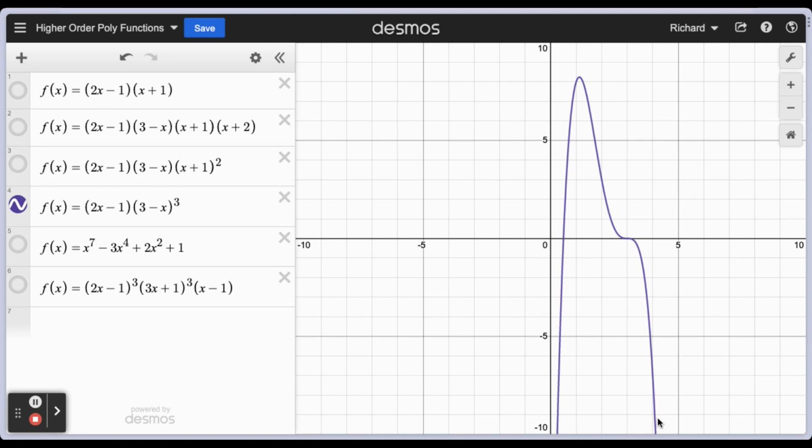How do we know what Richard's thinking? How do we know that the graph goes from here, up, through, and down, and then through again? How do we know that?